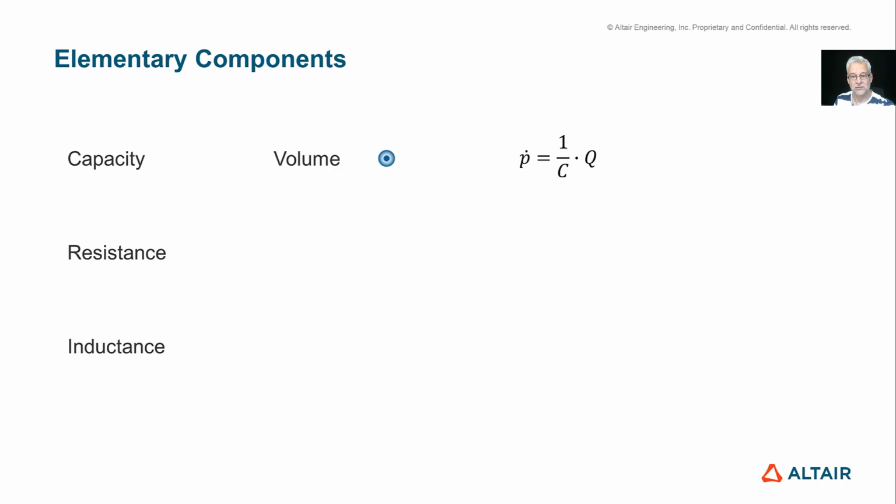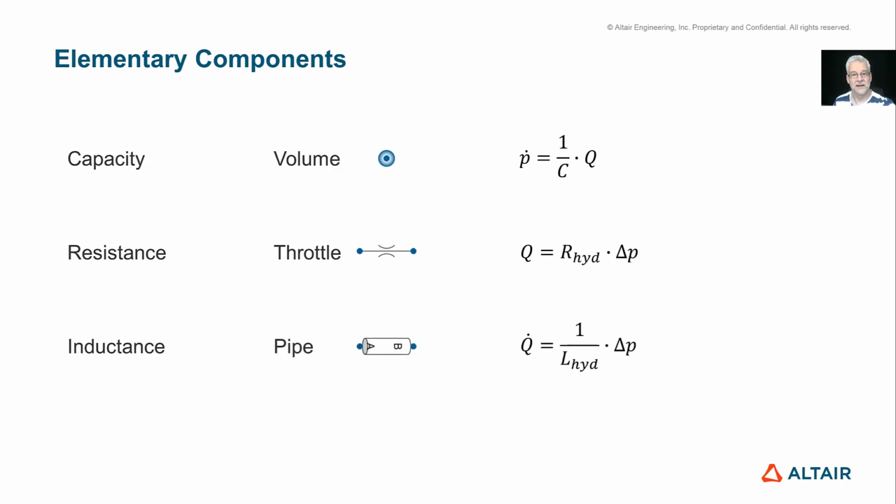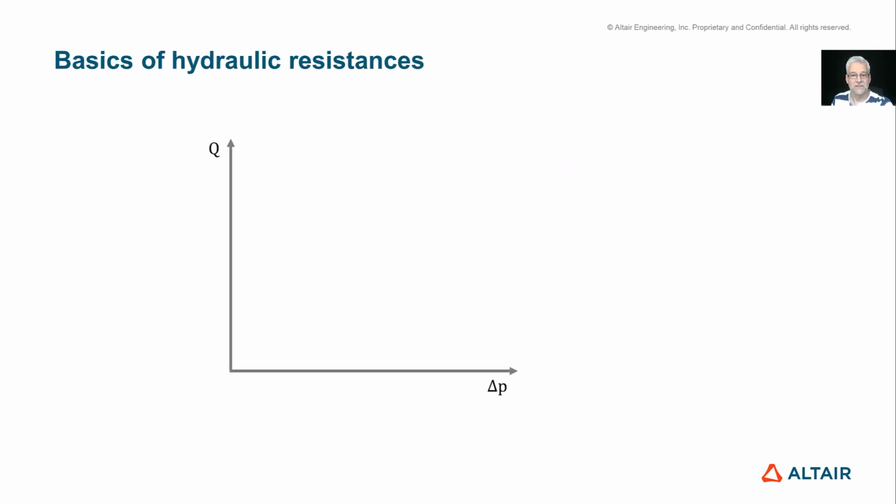A typical component of resistance is the throttle, and a typical component of conductance is a pipe. In summary, it can be said that C is a measure of how pressure reacts on flow, R is a measure of pressure drop at a certain flow, and L is a measure of flow change in dependency of pressure difference.